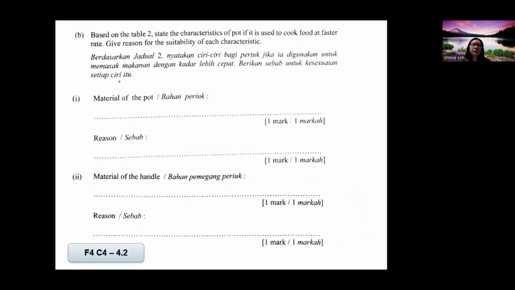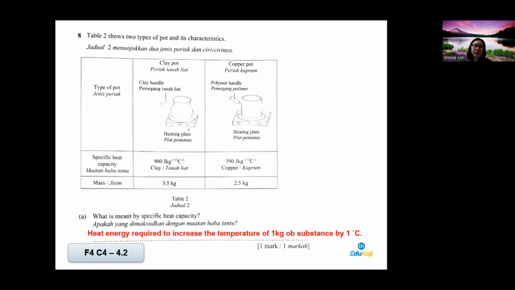Okay, move on. Based on the table, state the characteristic of the pot if it is used to cook food at a faster rate. They want you to cook faster. And then give the reason for the suitability of each characteristic. So the material of the pot, the material of the handle. Back to the table. Now, if you want to cook faster, what should happen to the specific heat capacity of the material? Remember the idea of specific heat capacity. So if the material has a higher one, like clay in this case, versus what?